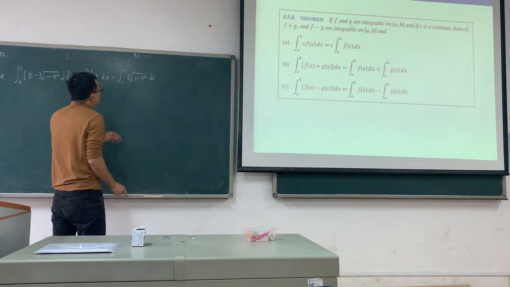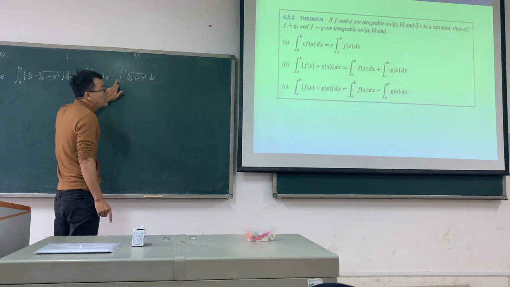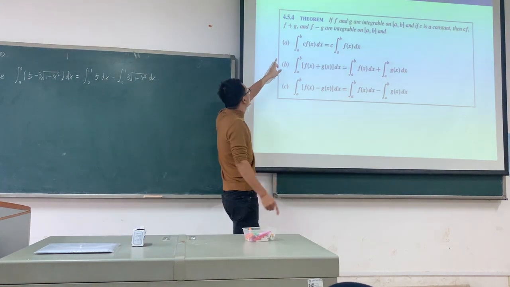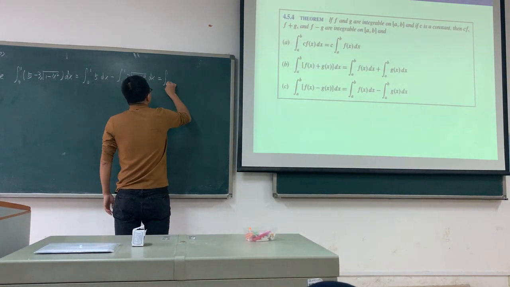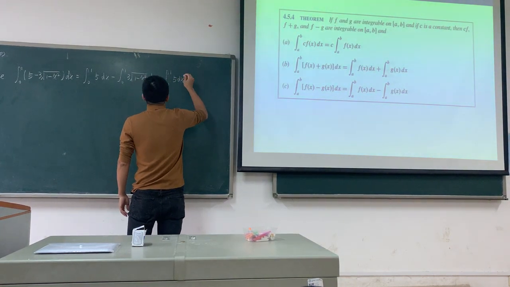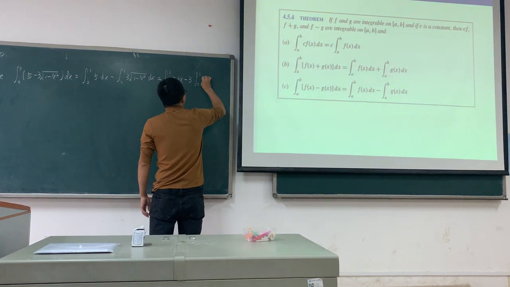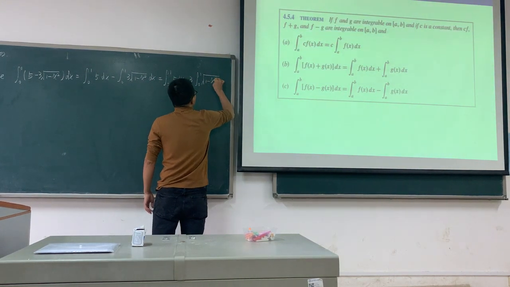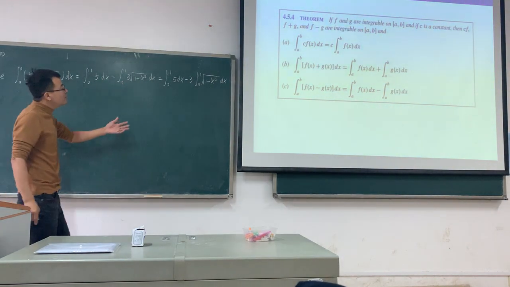The constant can move through the integral sign, so we use A. So this equals the integral from 0 to 1 of 5 dx, minus 3 times the integral from 0 to 1 of the square root of 1 minus x squared dx. So here's the first part.